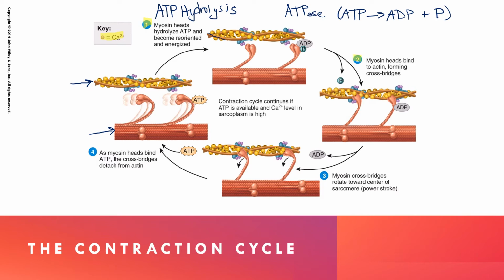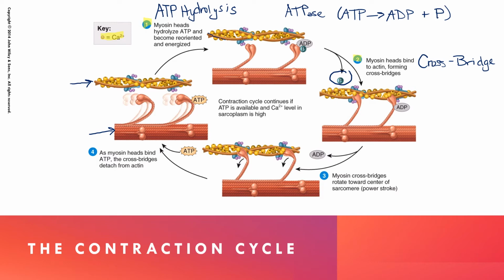In this step, we're going to have attachment of myosin to actin to form cross bridges. So this is going to be the cross bridge step. This energized myosin head attaches to the myosin binding site on actin, and it releases that previously hydrolyzed phosphate group. You can see that right here. It is released into the sarcoplasm to be used by other reactions. We don't really need to know much about that, but that's okay. It's just released into the sarcoplasm.